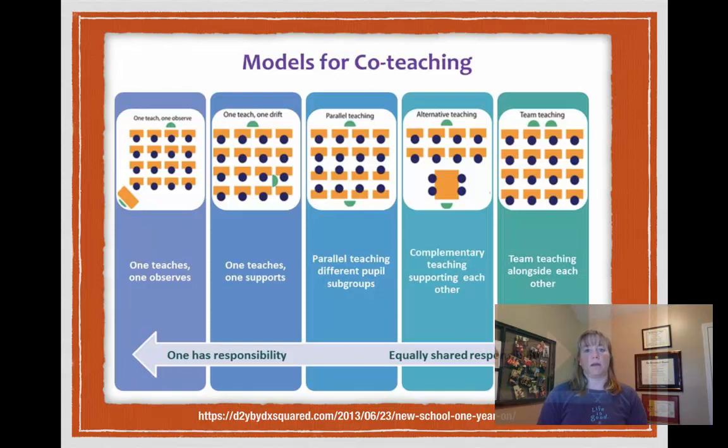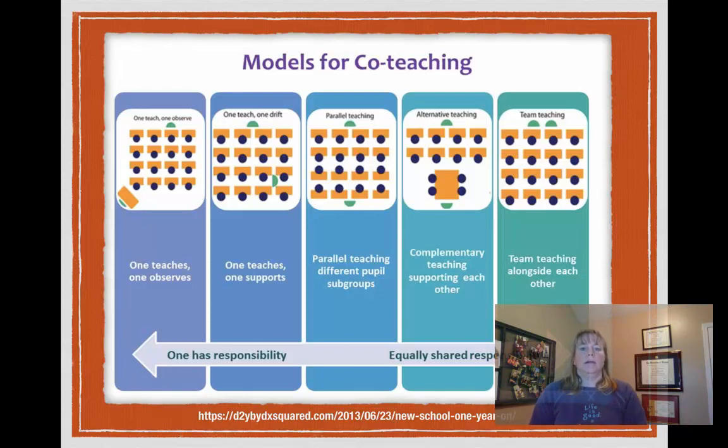So let's say we've got a group that needs the content represented in text form and reading form, and then we've got a group that needs it more in visual video form. We can separate those two groups out, and each teacher take a group and lead in the way that the learner learns best. Okay, so parallel teaching is a pretty effective way of doing it. It still requires that co-planning though, where we're really looking at what are the goals for that group and how are we going to sequence instruction to reach those goals.